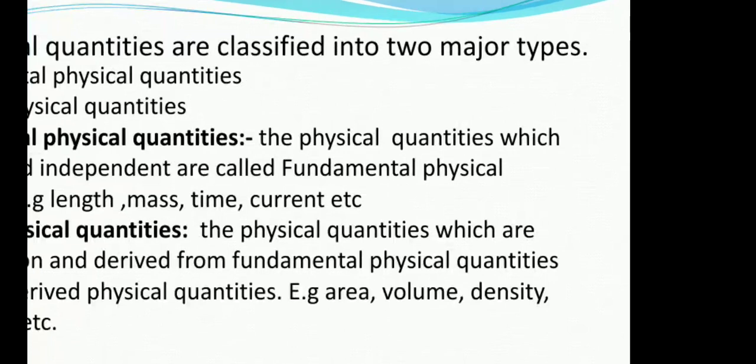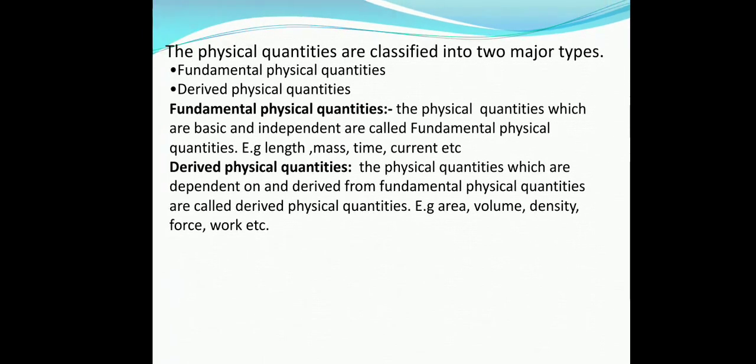Similarly, derived physical quantities are those quantities which derive from fundamental physical quantities, or that depend on fundamental physical quantities. For example, area, volume, density, work, etc. are derived physical quantities. Area is calculated by using length. Length is a fundamental physical quantity. Area is a derived physical quantity.